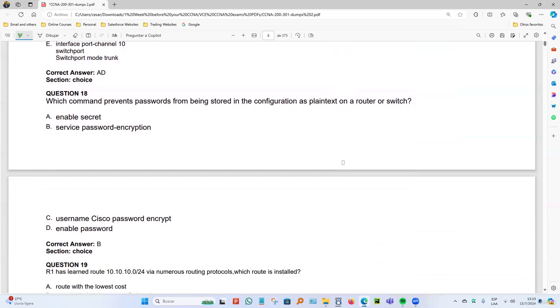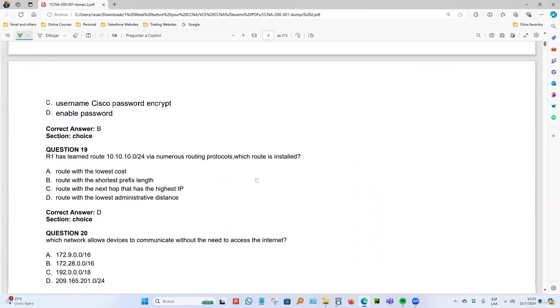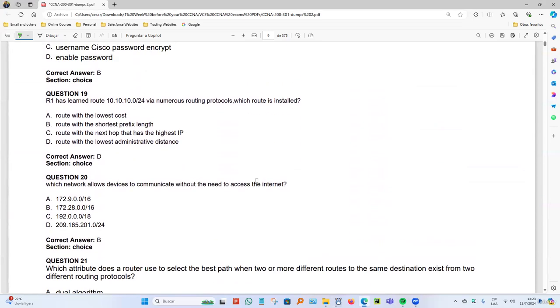Which command prevents passwords from being stored in the configuration as plain text on a router or a switch? The answer is B, service password-encryption. Great. Next one. Question 19. R1 has learned route 10.10.10.0/24 via numerous routing protocols. Which route is installed? In this case, it is D, the route with the lowest administrative distance.